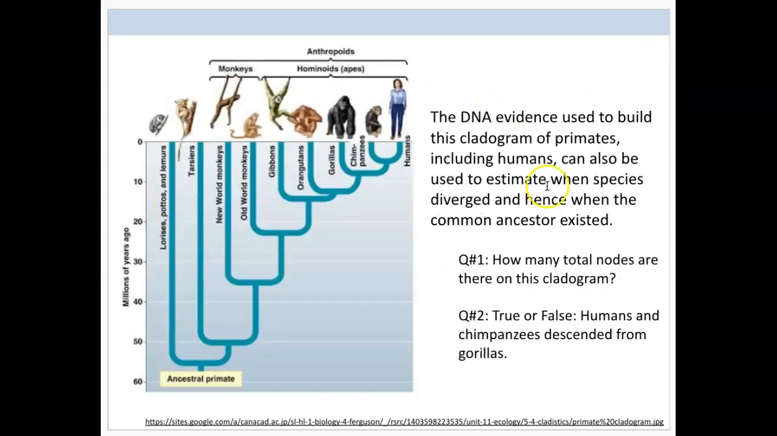The DNA evidence used to build cladograms can be used to build many kinds of cladograms. This one shows humans and primates. This one has a time scale, which is kind of nice, but they don't always have a time scale to estimate when these divergences happened. If they don't have a time scale, it's still a relative time because the longer the line, the more time has passed. Here are 2 questions. Please pause the video and answer these questions.